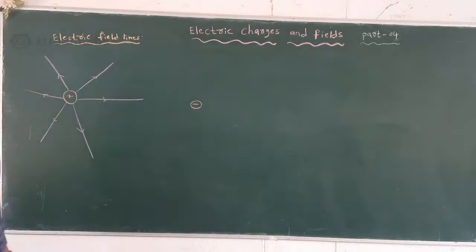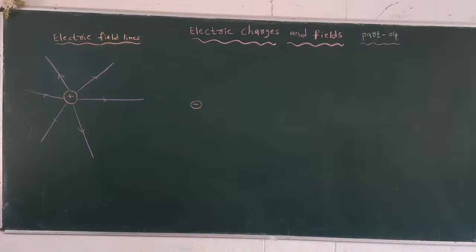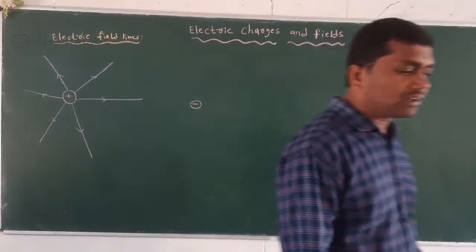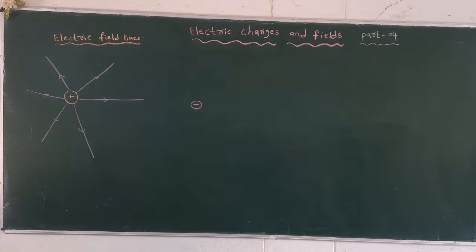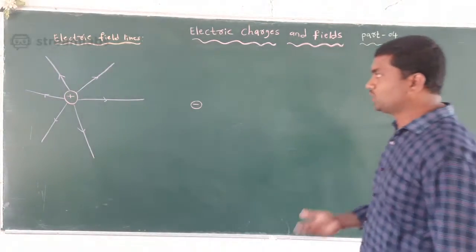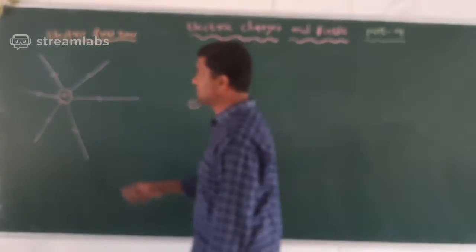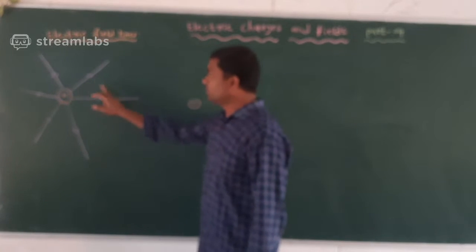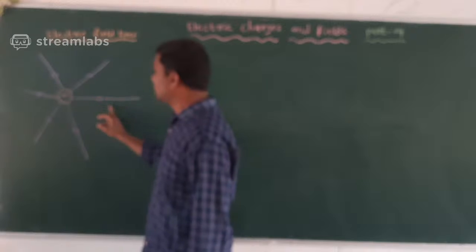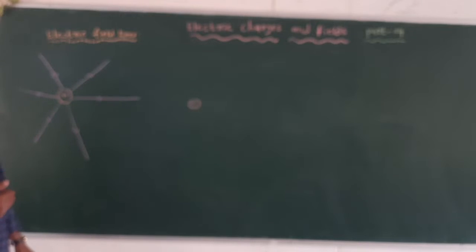So when we are observing the positive charge, the field lines can be drawn from the point charge. The point charge is a positive charge. When we observe the diagram, all the field lines are away from the point charge, in the outward direction. And next we can take the negative charge.